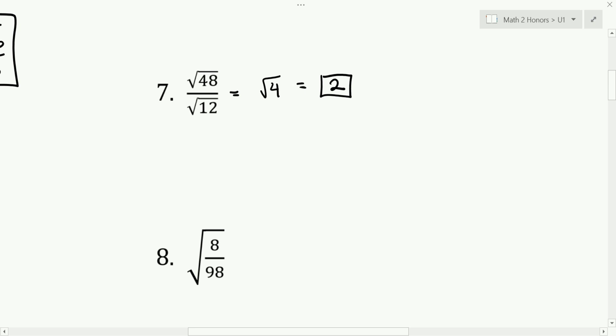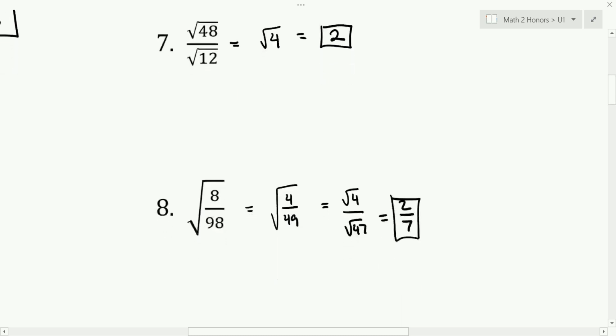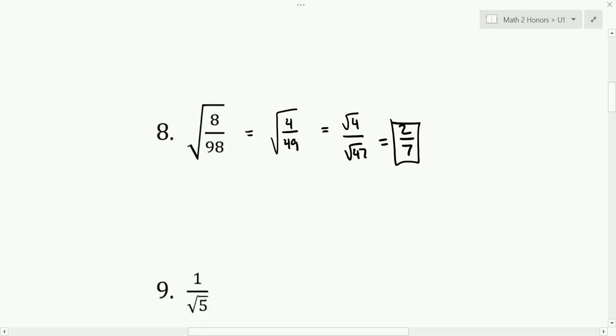So what goes into 8 and 98? 2 for sure. They're both even. So if I divide by 2, I get the square root of 4 over 49. Okay. And then what's the answer? Well, you can split it up like this, and that's 2 over 7. These are not too challenging. We're working out okay.